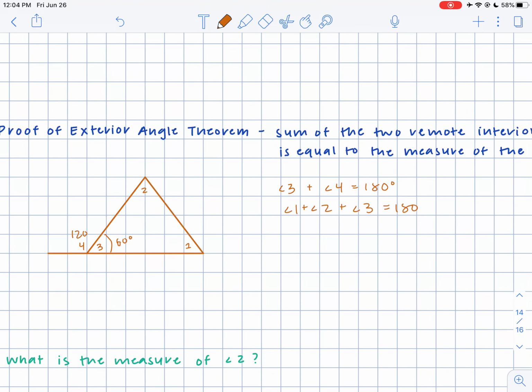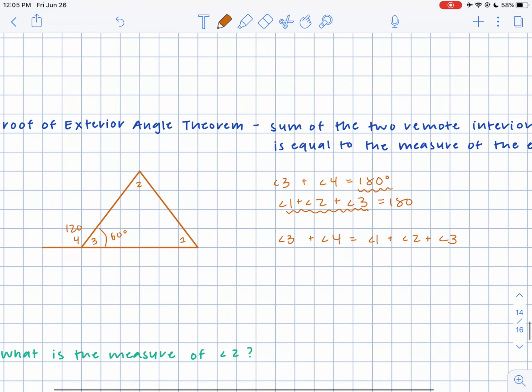Now we can do the same thing we have done for other proofs. We can substitute another expression in. So instead of writing 180, I'm just going to substitute this expression, because my equation here tells me that 180 equals whatever this is. So I'm going to rewrite angle 3 plus angle 4 equals, and instead of writing 180, I'm going to substitute this expression: angle 1 plus angle 2 plus angle 3.